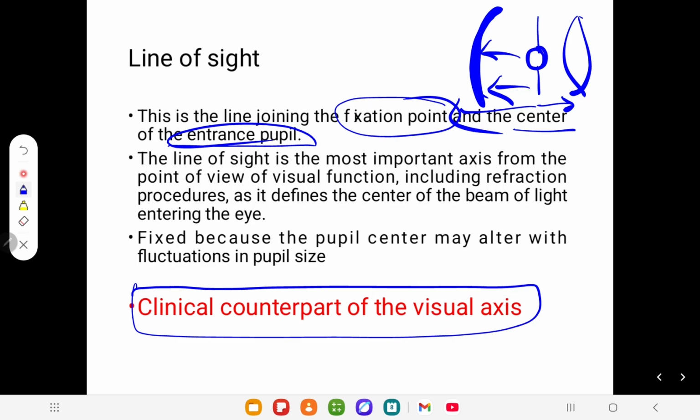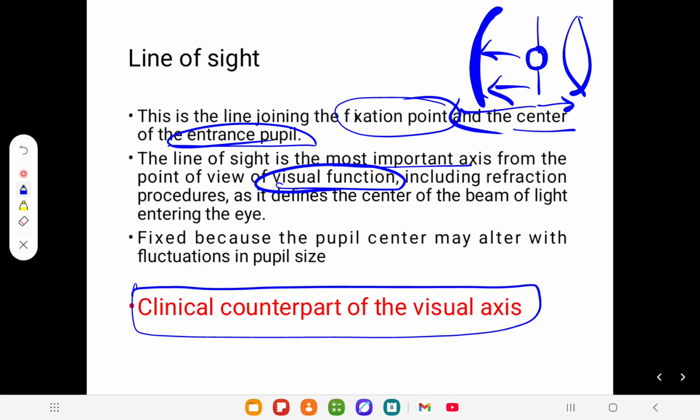Okay, so line of sight means from the fixation point to the center of the entrance pupil. The line of sight is the most important axis from the point of view of visual function, including the refraction procedure. It is defined as the center of the beam of light entering the eye, because entrance pupil means light entering the eye, isn't it? And this axis shows the center of the beam of light entering the eye. That's why in visual function the line of sight is very important.